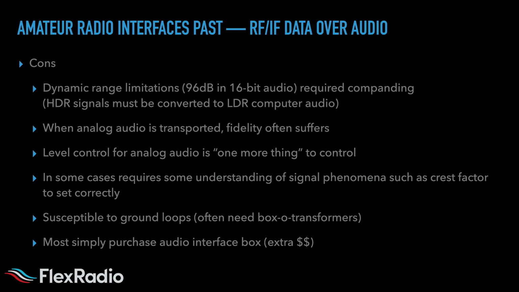Another problem that can occur here is you may have to have some understanding of some signal phenomena such as crest factor to get everything set up correctly. So this would be if you're using a digital mode that uses multiple carriers, you may need to understand exactly how the signal will peak when those multiple carriers all coincide at a positive voltage and create a much larger signal. I mentioned ground loops, and so a common way to get around this if you're piping audio between your computer and your radio is to use what I would call a box of transformers, but it's some kind of signal interface box where you've built up isolation transformers to prevent having ground loops or anything like that.